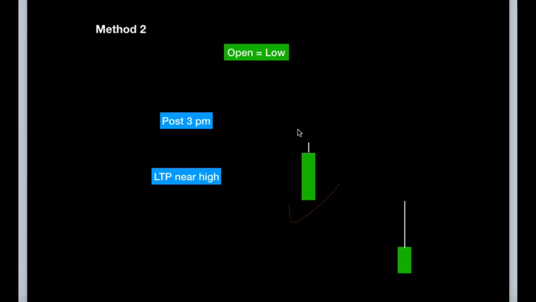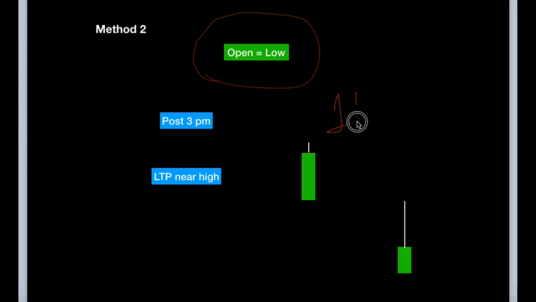Method 2, how traders follow, is nothing but the open is equal to low. So open is equal to low is nothing but, see, this is the open price. Let's say 100 is the open price of the stock. The low made is also 100 only. It has not gone below that point. The time it opened, it has not gone down, it has just gone upside. So that is nothing but our open is equal to low condition.